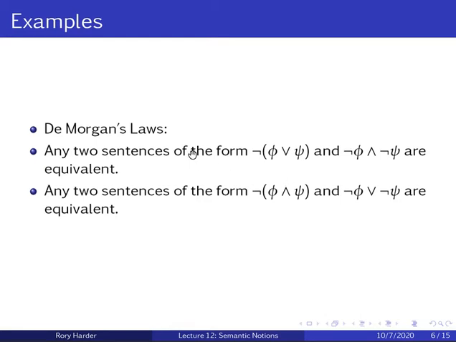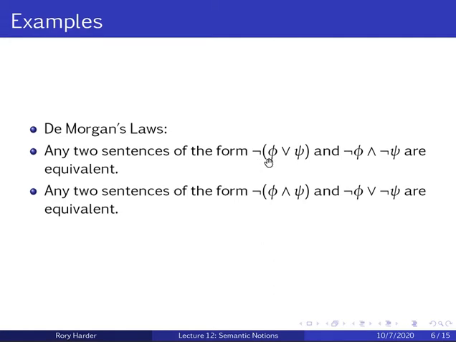So for instance, if the claim is neither John nor Mary went to the party, you can formalize that as it is not the case that John went to the party or Mary went to the party. But you can also formalize neither John nor Mary went to the party as John didn't go to the party and Mary didn't go to the party. So the sentences of these forms, not (phi or psi) as well as not phi and not psi, are equivalent.